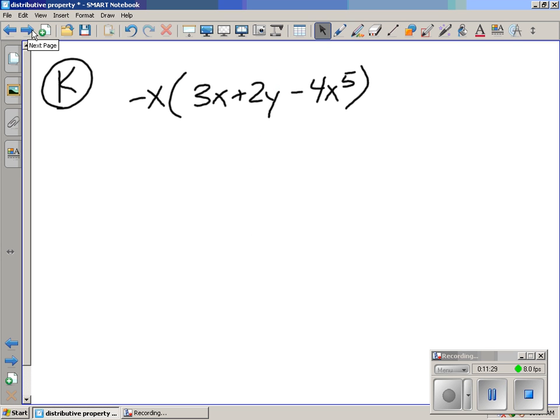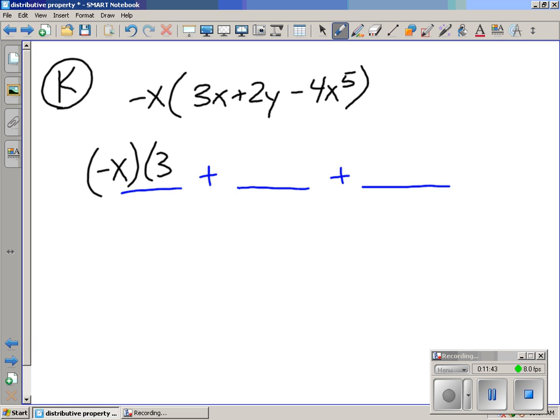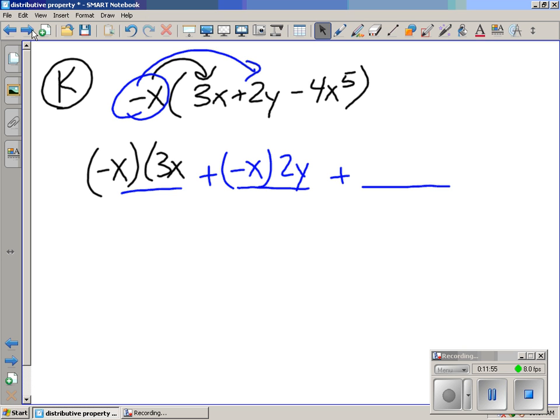Letter K. I need 1, 2, 3 blanks. And then I take the negative x and I multiply it by the first quantity, 3x. Then I take the negative x and multiply it by the 2y. Then I take the negative x and I multiply it by negative 4x to the power of 5.